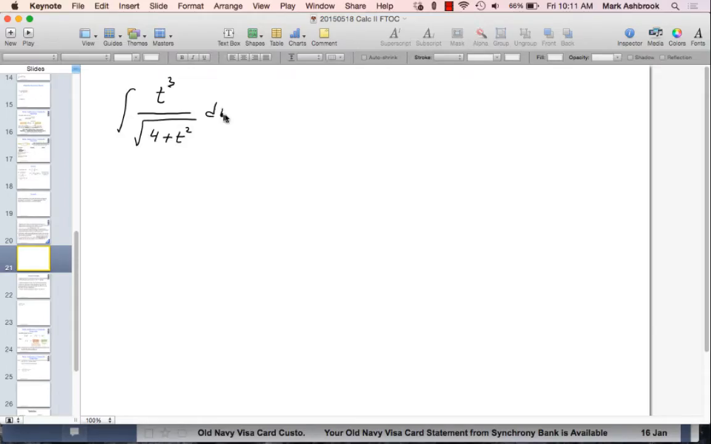All right, so we're gonna figure out what f is and what g prime is. So what's one possibility? What can we do? Make f t cubed. That's kind of consistent with the things we've done before. And then what's g prime? 4 plus t squared to the negative 1/2. Okay, f prime is 3t squared.